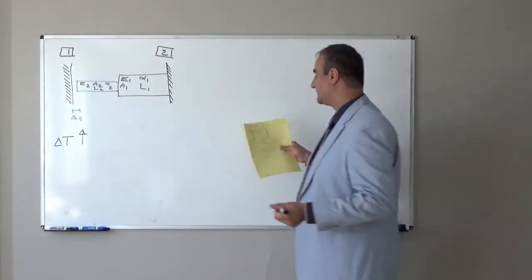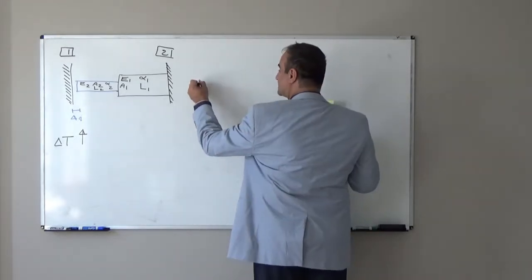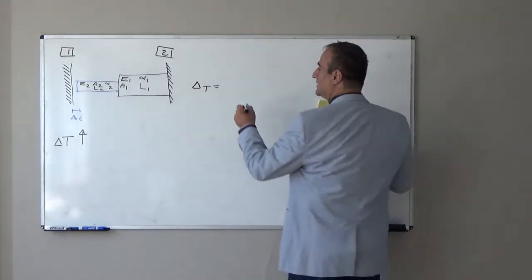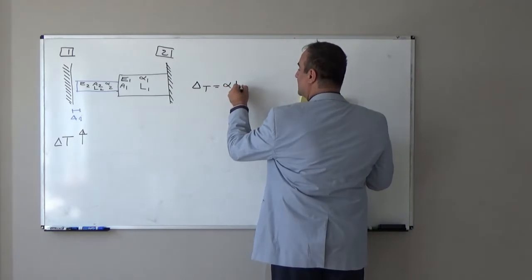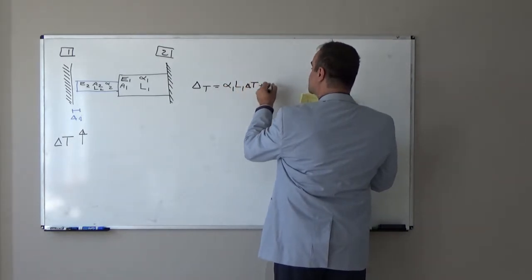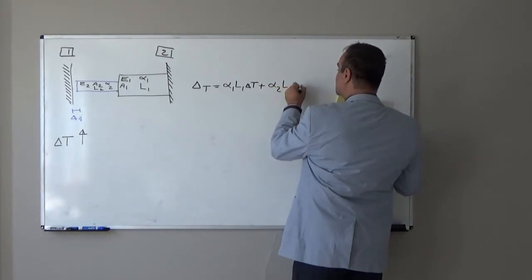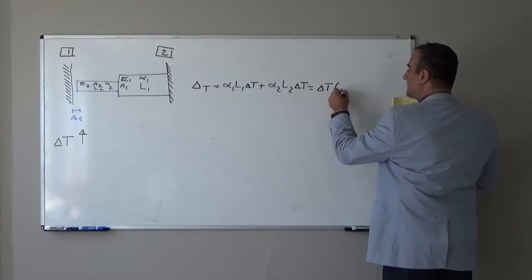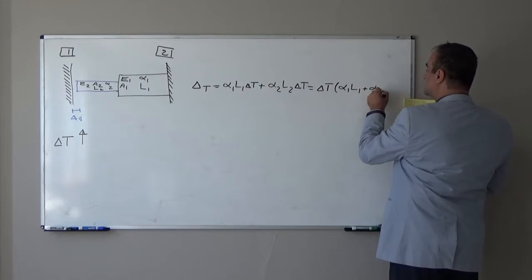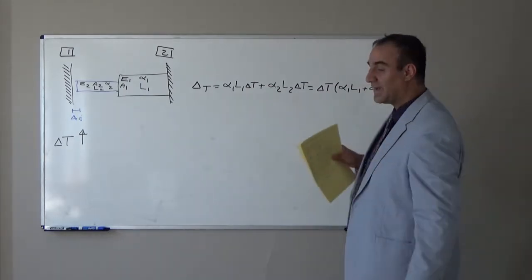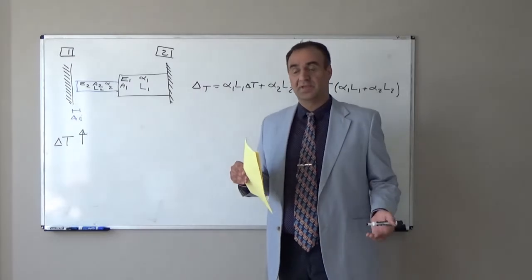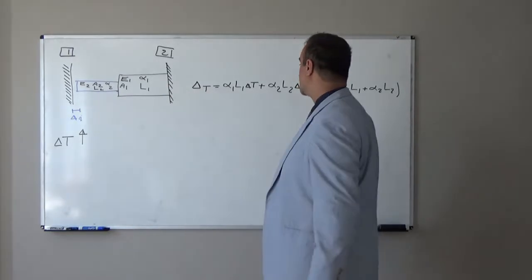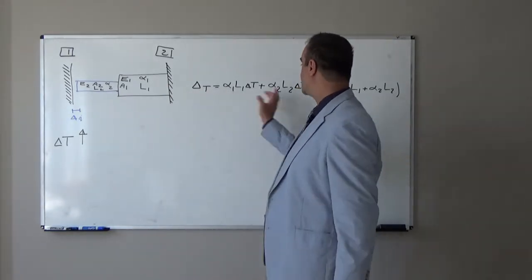If I increase the temperature, what will happen? We will have expansion. The total deformation, if I show it with delta T, will be equal to alpha 1 L1 delta T plus alpha 2 L2 delta T. If I factor out delta T, it will be delta T times alpha 1 L1 plus alpha 2 L2. So we have the total deformation. We can calculate it because the coefficient of expansion for each part is a known value, and the length is a known value.